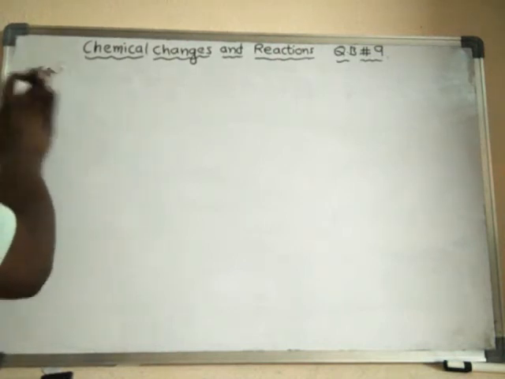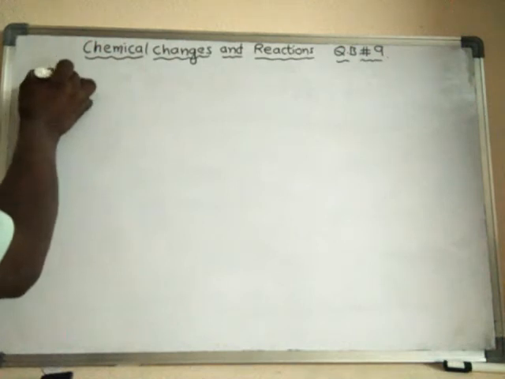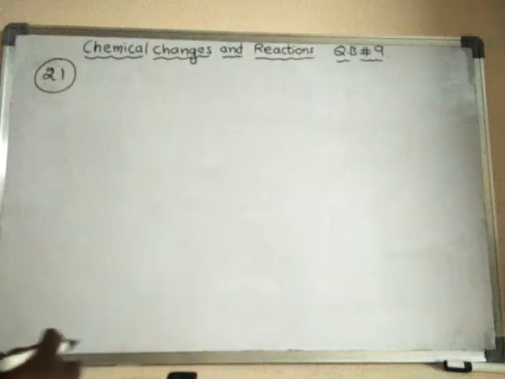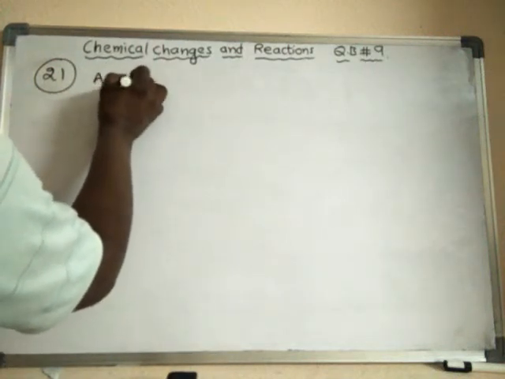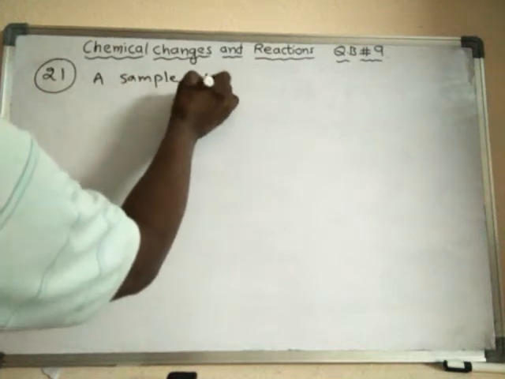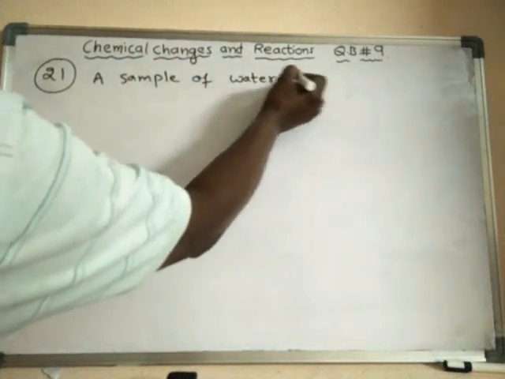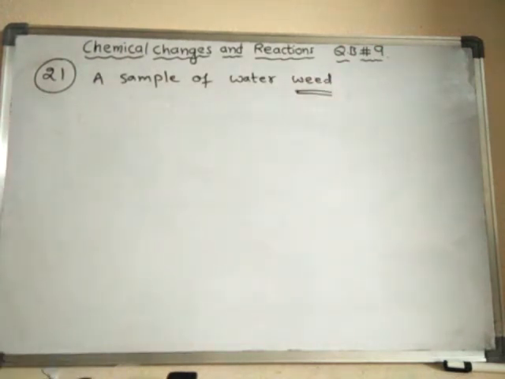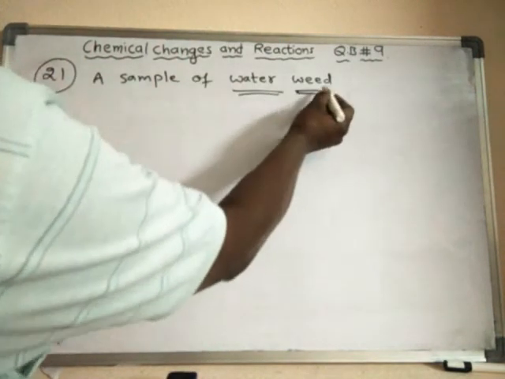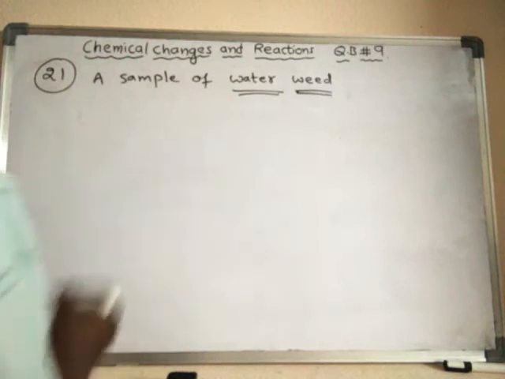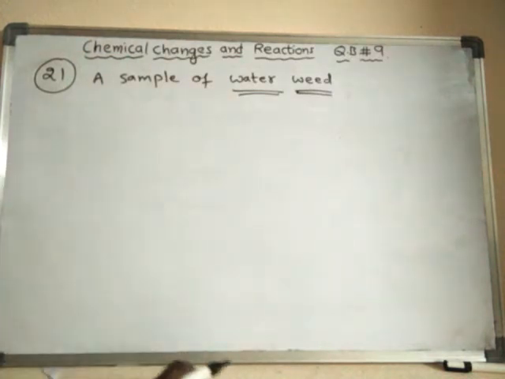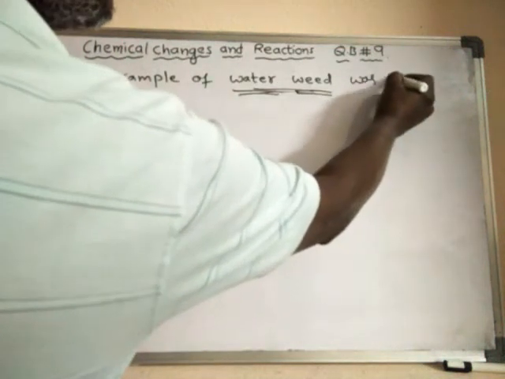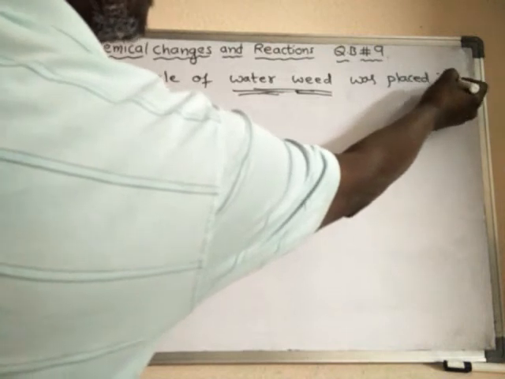What is the 21st question related to? Actually, here a sample of water weed was placed in water. Water weed. What is the meaning of weed? Weed means kalupu mokka. So water weed means a plant which is growing in water, and it was placed in water.